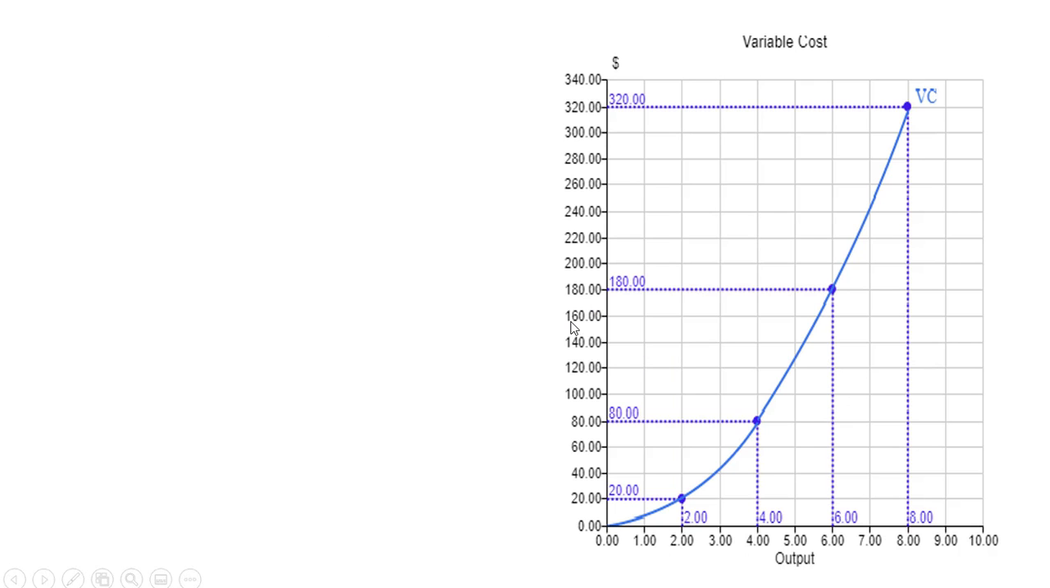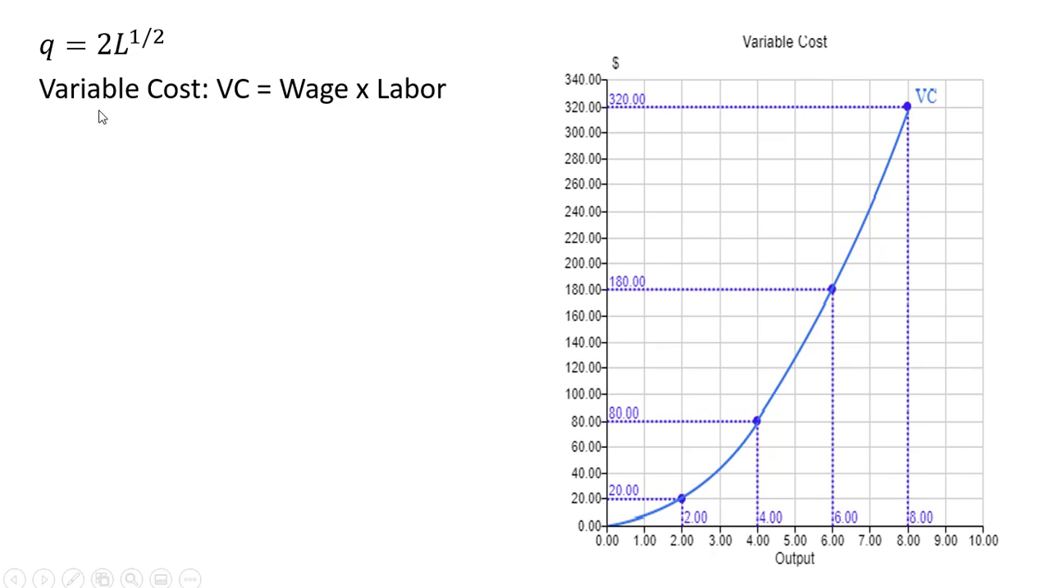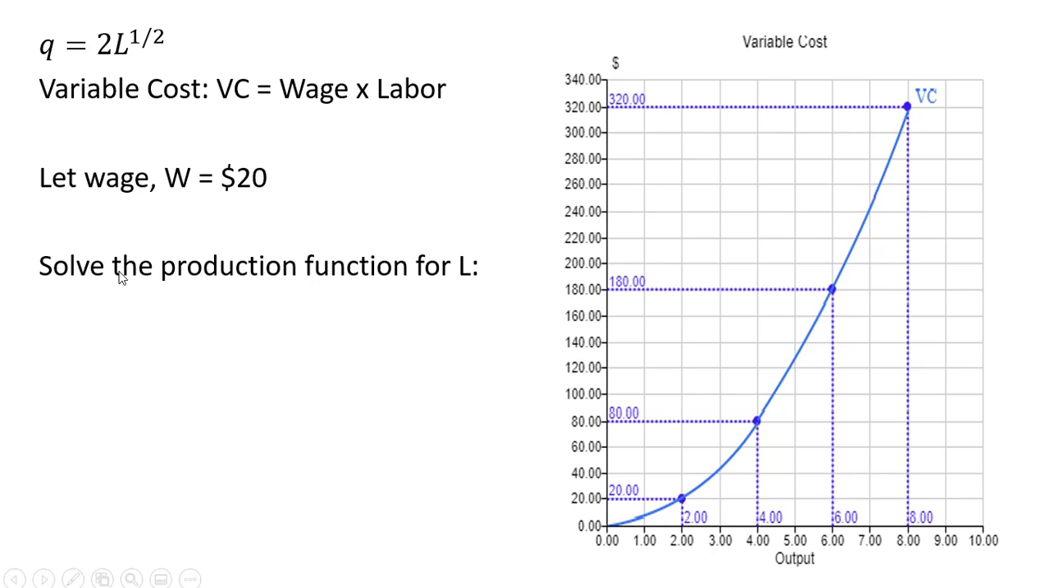Now let's consider the cost side, in particular variable cost. Here's our total product of labor function. And variable cost, when you have one variable input, is simply going to be the price of that input, the wage, times the number of units of labor in this case. And let's set the wage equal to $20 per worker.